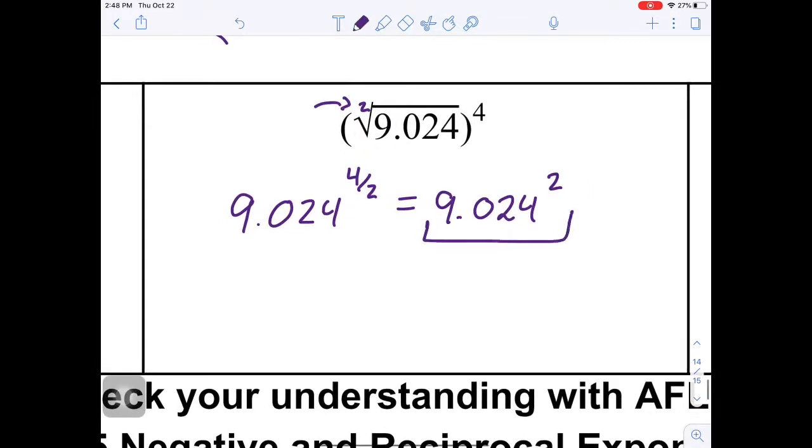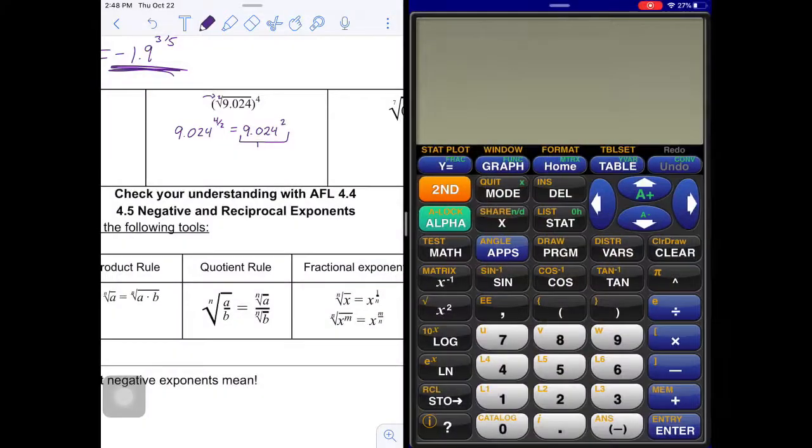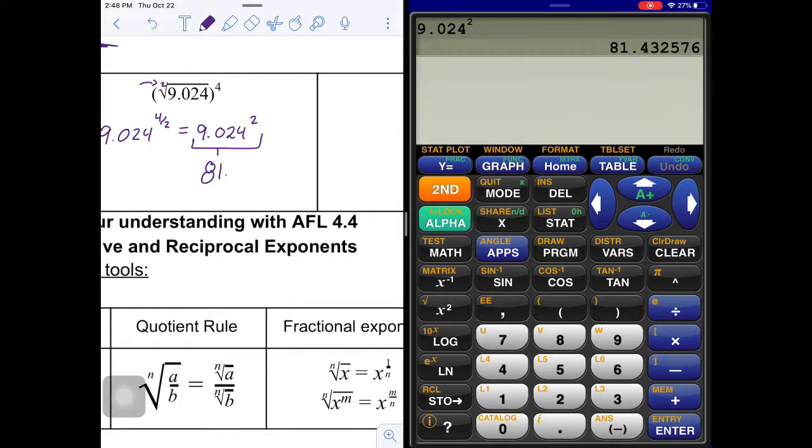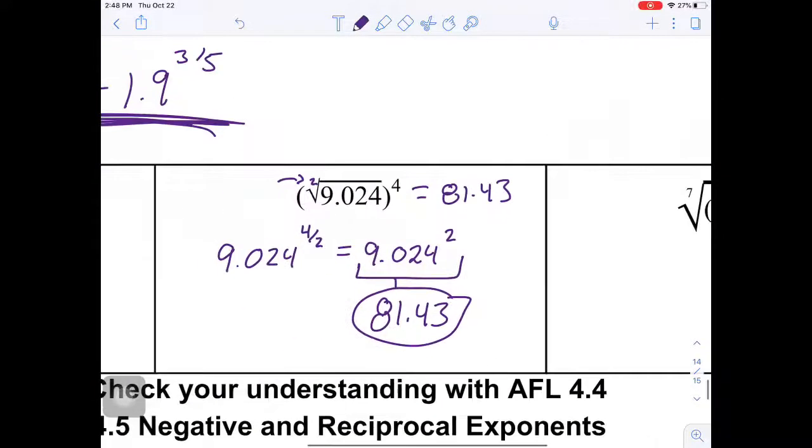And now this is way easier to plug in my calculator, okay? So if I pull out my calculator, and I do 9.024 to the power of 2, that gives me 81.43. Okay, so this thing equals 81.43. If I'm really good with a calculator, I could plug in this whole thing into the power of 4, but you'll get the same answer. Recognize your calculator has a lot more potential of error, whereas if you know how to simplify things using your brain, you'll be much better off.